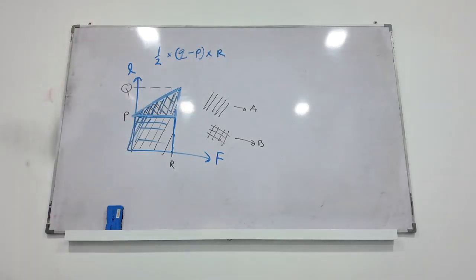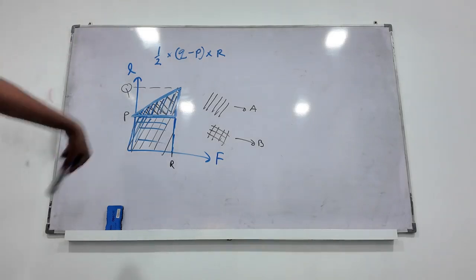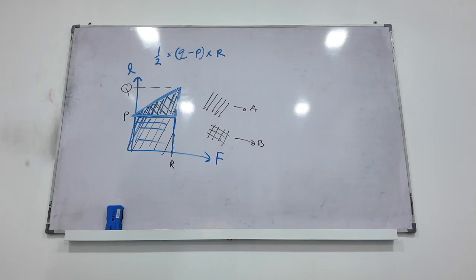So have we got answers like this in question number 6? Q minus P times R over 2, yes. So the answer is B, isn't it? B is the answer here. Okay. Question number 7.